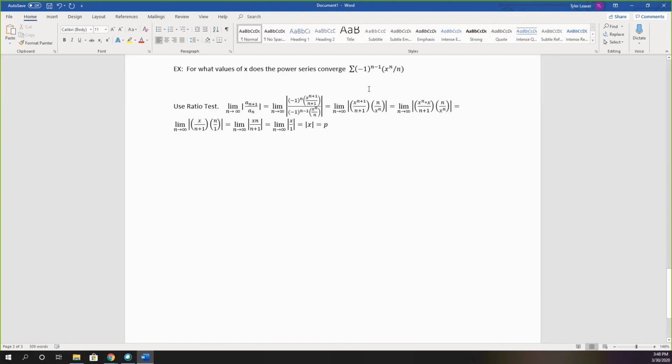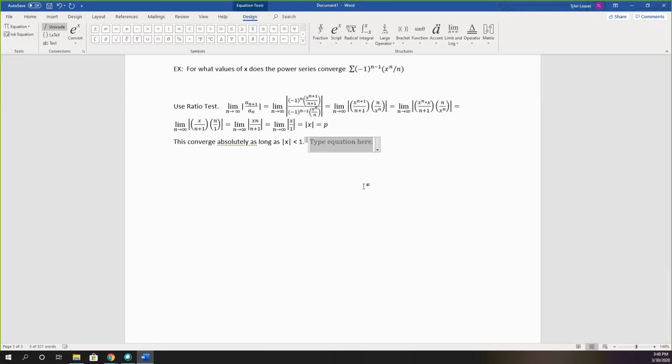So if I want my power series to converge, and the ratio test came out to have the absolute value of x as the p-value, this is going to converge absolutely as long as that p-value, which is the absolute value of x, is less than 1. We're going to do the same thing that we did in the example in the last video. We're going to squeeze this between -1 and +1.